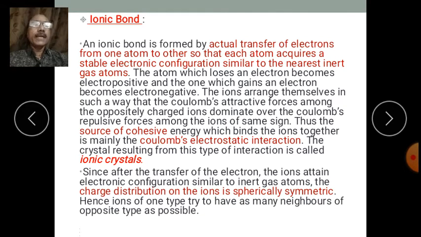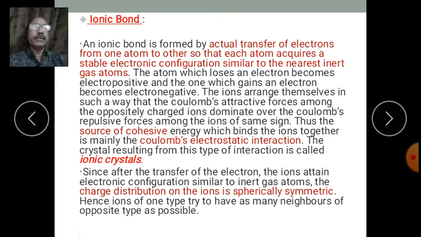So in case of ionic bond also, there is actual transfer of electrons from one atom to another atom so that they acquire electronic configuration similar to the nearest inert gas atom. The nearest inert gas atom is the atom in the periodic table whose position is nearest to this element.